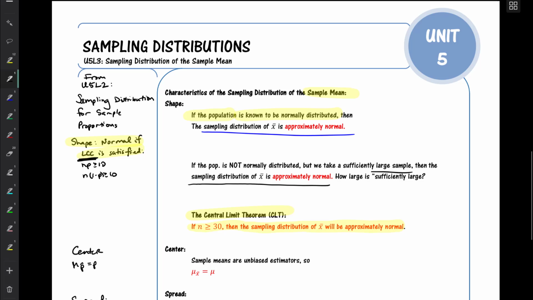Next, we can also say something about the center. Now, remember from when we were looking at proportions that mu sub p hat is equal to p. The average sample proportion should be equal to the population proportion. It's what told us we had unbiased estimators, that the sample proportion will usually, or on average, adequately estimate the population proportion.